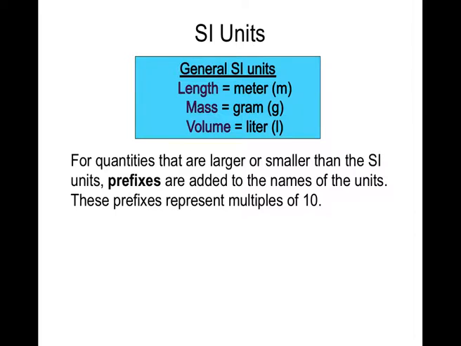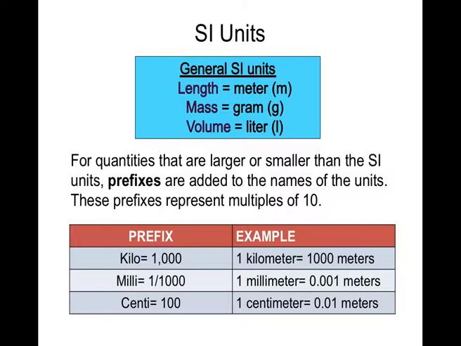You do need to know these. You need to know that the general units for the SI system are meter for length, gram for mass, and liter for volume. In order to change these, what we do is we use prefixes. These prefixes represent multiples of 10. So the prefix kilo means 1,000. So 1 kilometer equals 1,000 meters.